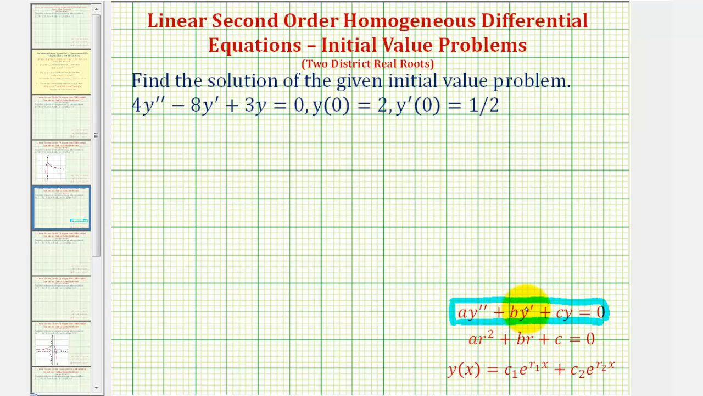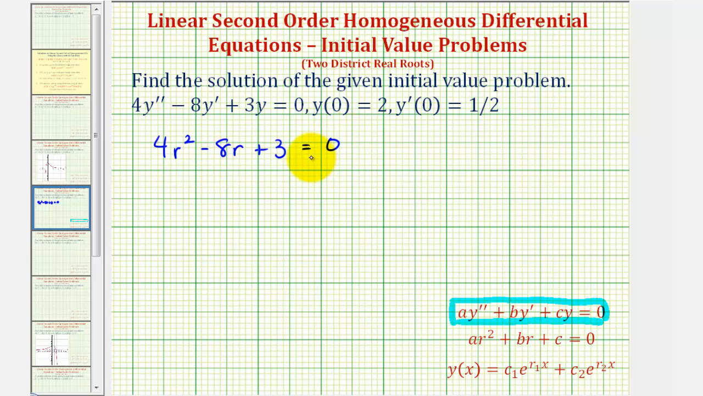And because of this, we can find the general solution to the differential equation using a characteristic equation given here, where this is a quadratic equation in terms of r, and a, b, and c are the coefficients. So we'll first set up and solve the characteristic equation, and then discuss why the general solution will fit this form here. Notice a is 4, b is -8, and c is 3. So the characteristic equation will be 4r squared minus 8r plus 3 equals 0.